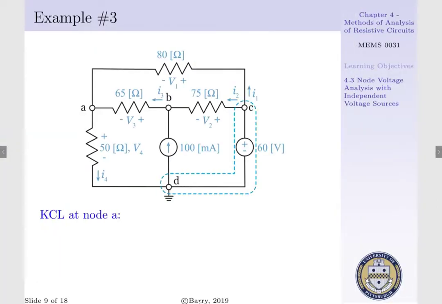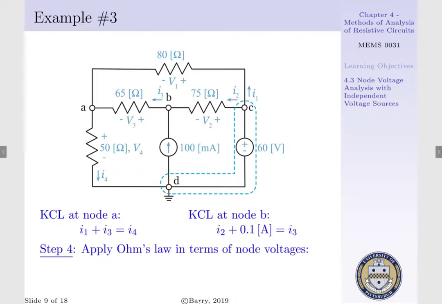Applying KCL at node A, we first have I1 plus I3 entering is equal to I4 exiting. Applying KCL at node B, we have I2 and 100 milliamps entering and I3 exiting. Step 4 is to apply Ohm's law in terms of our node voltages.